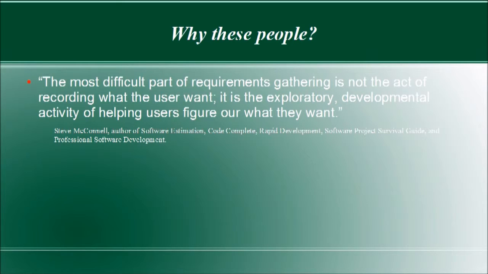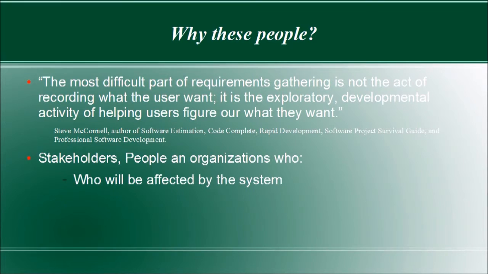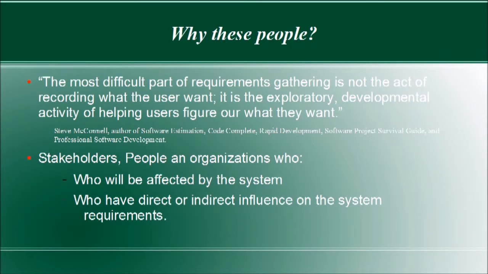Steve McConnell is the author of several landmark books in the software development industry. He had this to say about requirements gathering. The most difficult part of requirements gathering is not the act of recording what the users want. It is the exploratory, developmental activity of helping users figure out what they want. These are the people and organizations who will be affected by the system and who will have a direct or indirect influence on the system requirements.